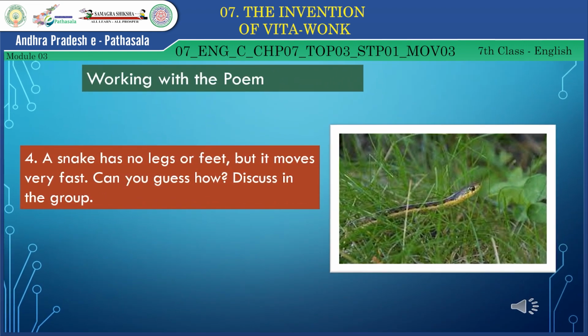A snake has no legs or feet, but it moves very fast. Can you guess how? Discuss in the group. So, now this is a science based question. A snake has no legs or feet, but it moves very fast. How? Guess it and answer.